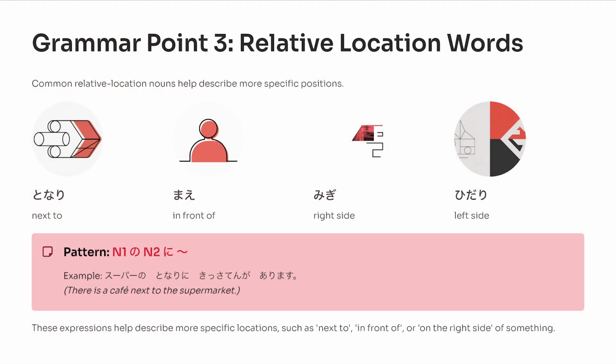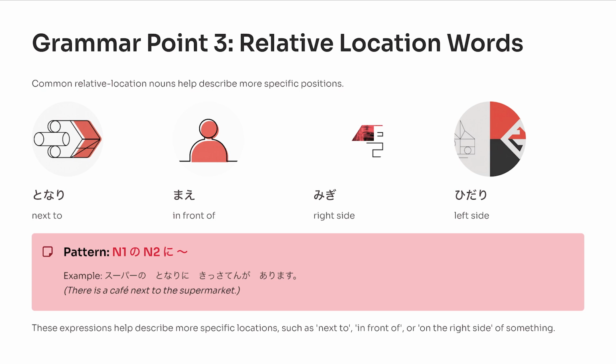Besides saying that something exists, we often need to describe exactly where it is. Japanese uses a group of words called relative location words to express positions in relation to another object or place. Four of the most common expressions are 隣, meaning next to, 前, meaning in front of, 右, meaning to the right, and 左, meaning to the left.